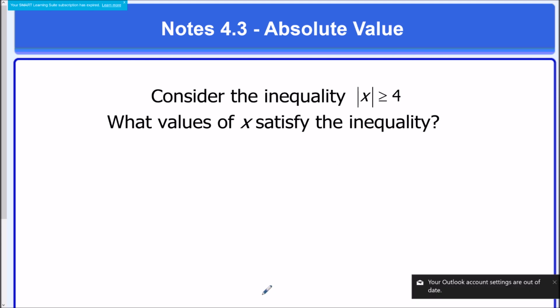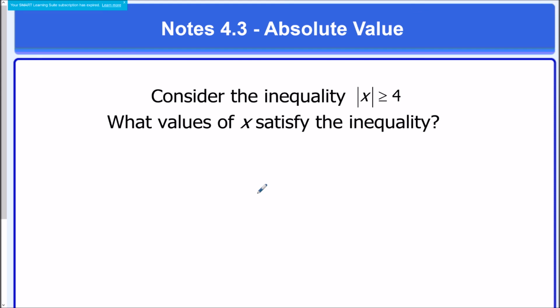So this time, a possible value of x that could work might be 5, because if I take the absolute value of 5, I end up getting 5, which is bigger than 4. And anything above 4 will work, but also anything below -4 will also work. So for example, if I take the absolute value of -5, I still get 5, which is greater than or equal to 4.